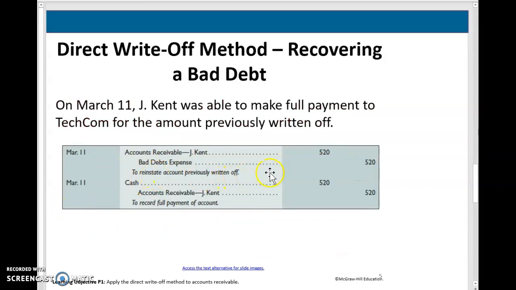Now what happens if that customer comes back and pays the amount that they owed us? That's great, right? Well, what we do then is we put it back into accounts receivable, credit off the bad debt expense because it's no longer an expense of our operations. Then we record cash and credit the accounts receivable.